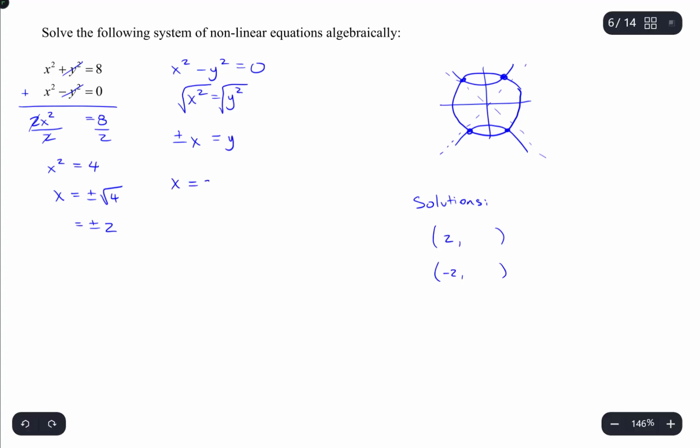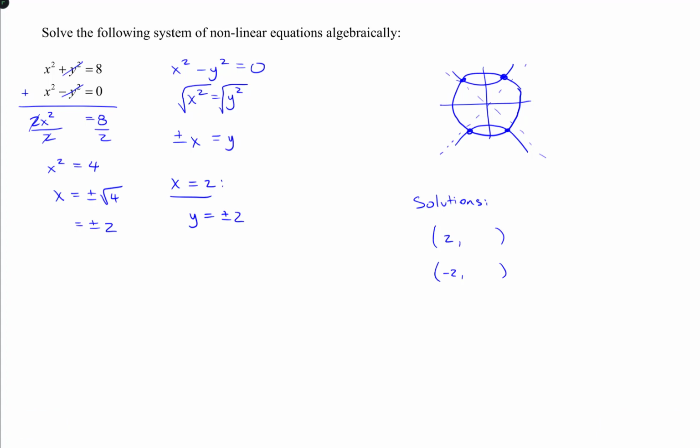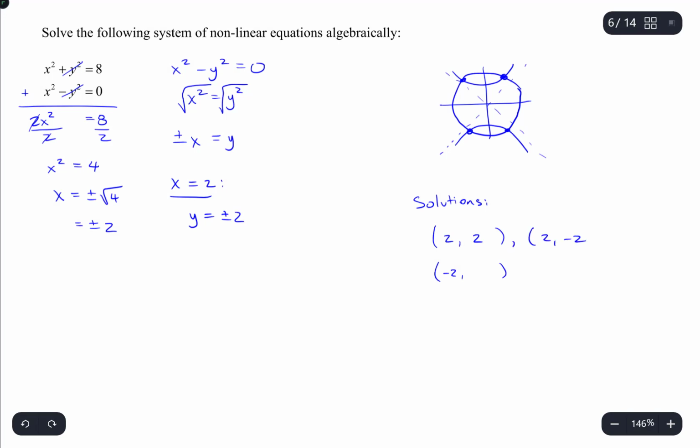If x is equal to positive 2, so that's one of the solutions that I've come up with over here, then y is equal to positive or negative 2, which means I have a solution of (2, 2), but also (2, -2). So it looks like I'm going to have more than two solutions, because the same thing will happen when I plug in negative 2 as x.